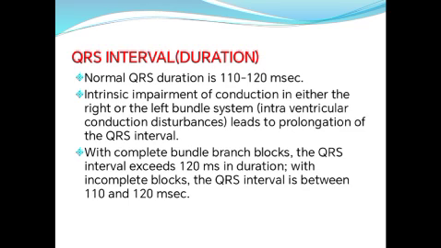Any impairment of the conduction in the right or left bundle system, which is called intraventricular conduction abnormalities, can lead to prolongation of the QRS interval or duration. So we have either a problem in the left or right bundle branches. If this problem is a complete bundle branch block, right or left, the interval of the QRS complex exceeds 120 milliseconds. That means more than 3 small squares on the ECG paper.